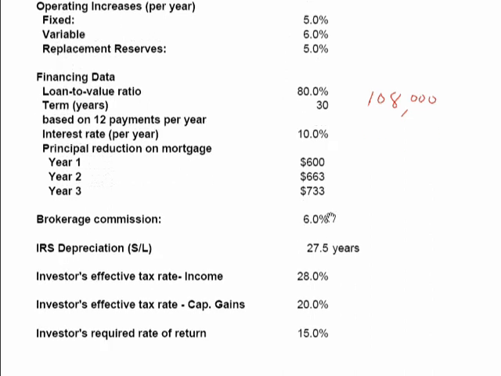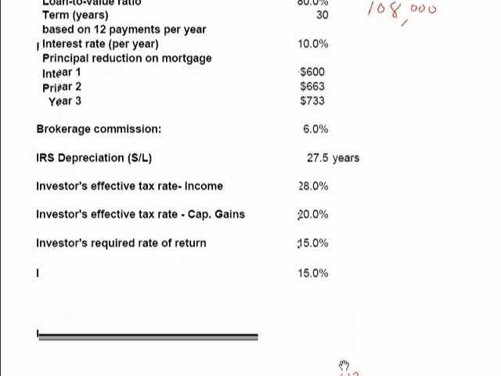Brokerage commissions, 6% we're going to assume. The IRS depreciation recovery period, 27.5 years. The investor's effective tax rate for income, 28%. Capital gains tax rate is 20%. And the investor's required rate of return, that hurdle rate of 15%. So there's all our assumptions.